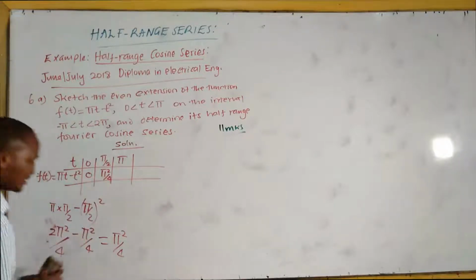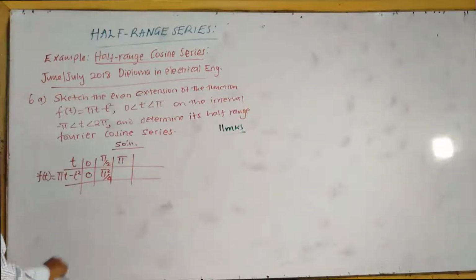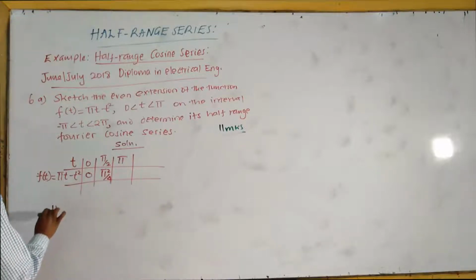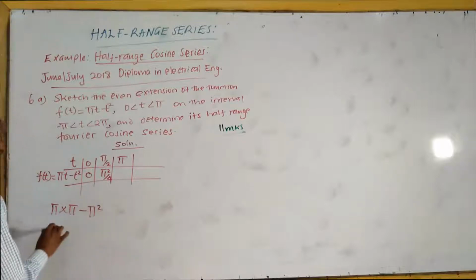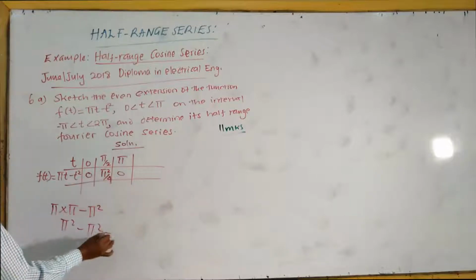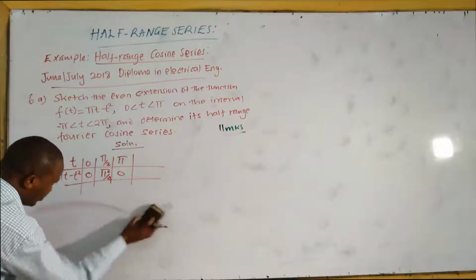In the next step, where you have pi, t, put pi. It will be pi times pi minus pi squared. This is pi squared minus pi squared, which will give us 0. So we now sketch.